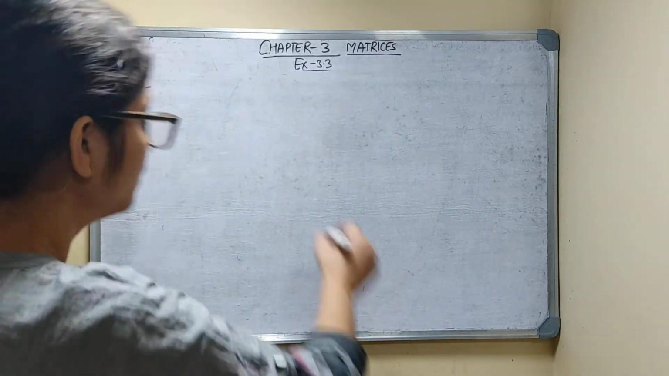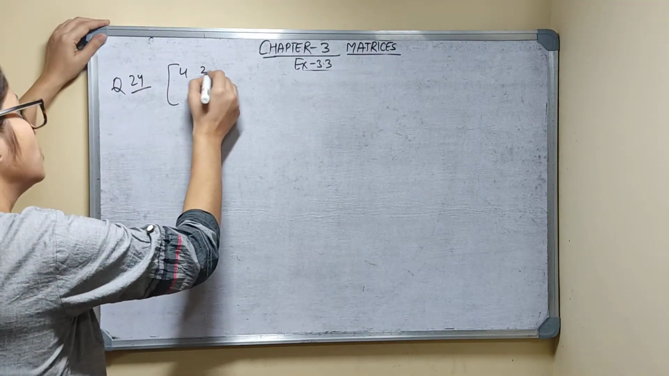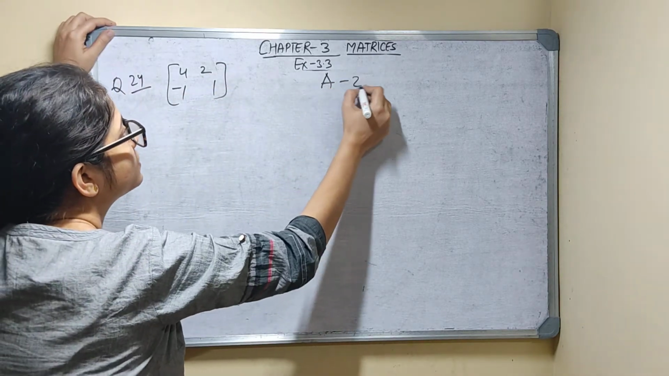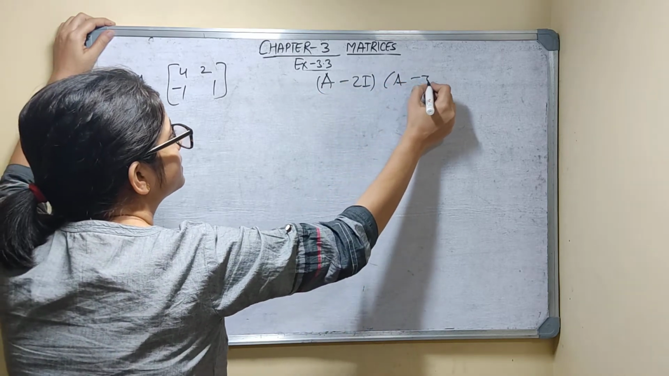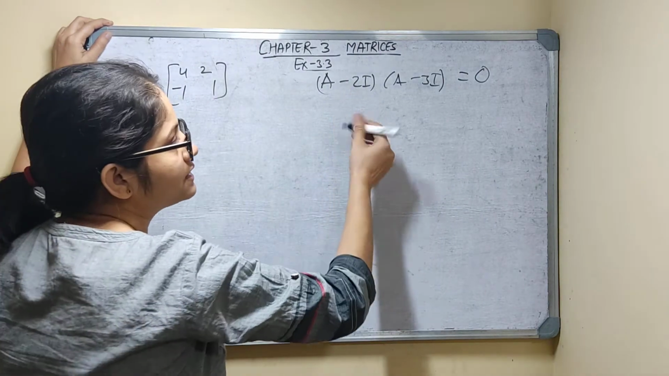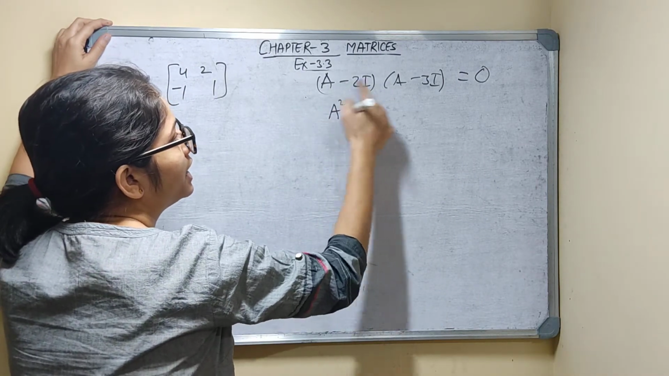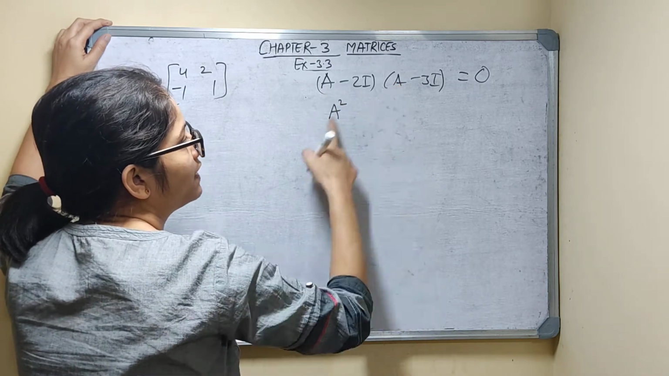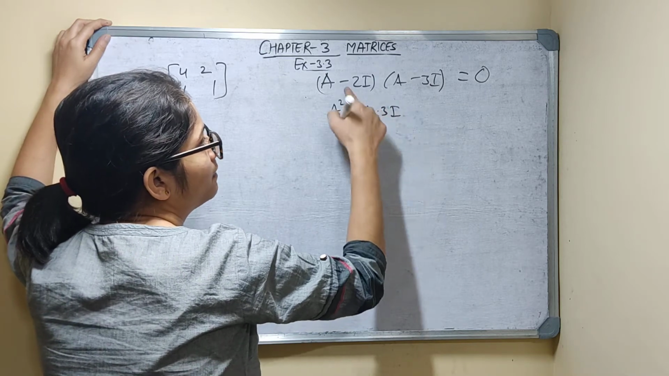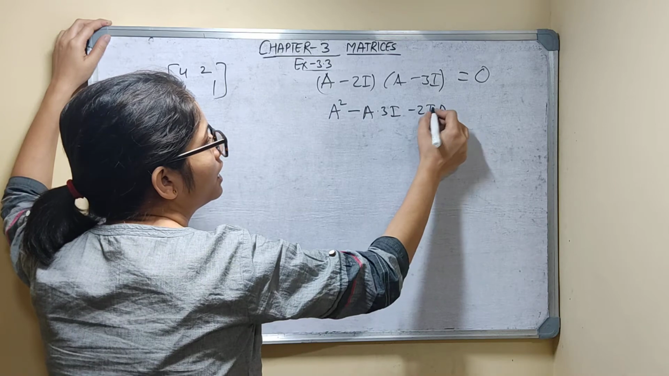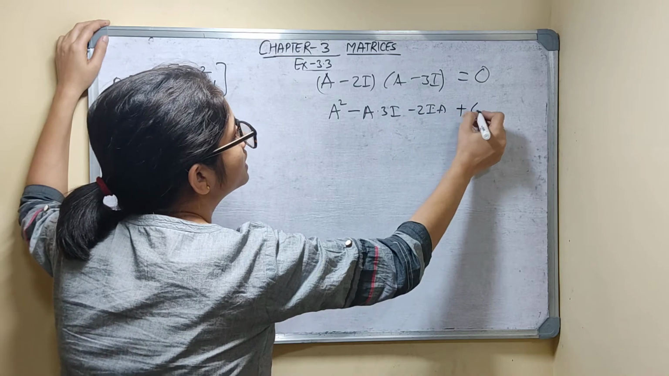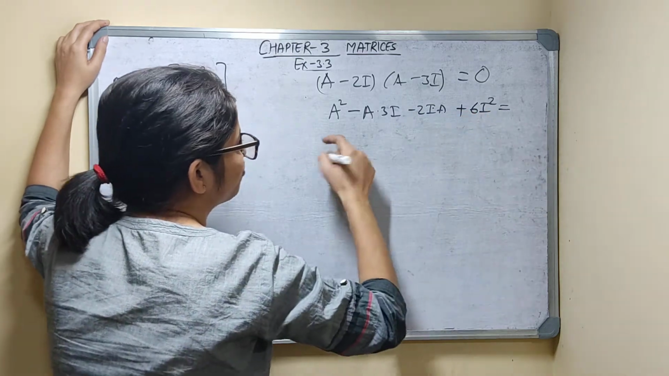A is given as [4 2; -1 1]. Prove that (A - 2I)(A - 3I) is equal to null matrix. I can solve this. A square, A into A minus 3I, so A into A square, A into minus 3I, minus 2I into A, minus 2I into minus 3I, plus 6I square.